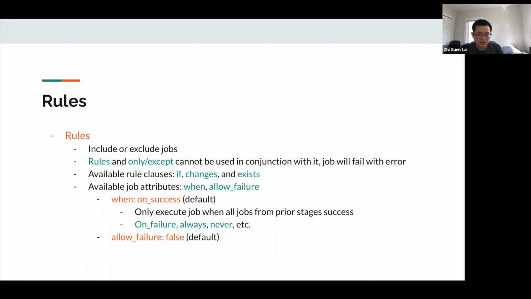And for allow failure, it defaults to false. That means when this job fails, the pipeline will fail. So if you set it to true, even though this job failed, it will give a warning, but the pipeline will continue.